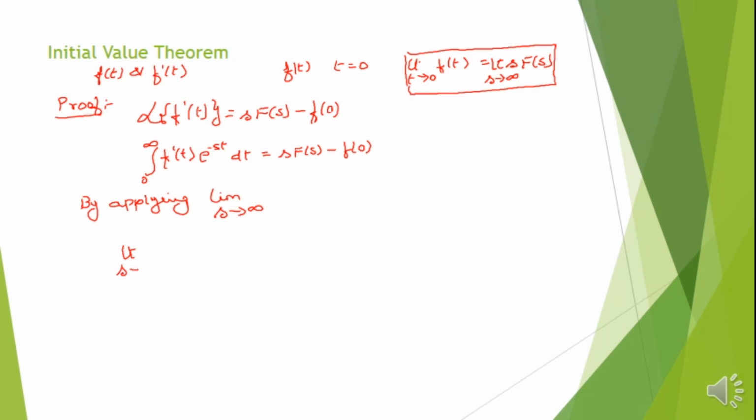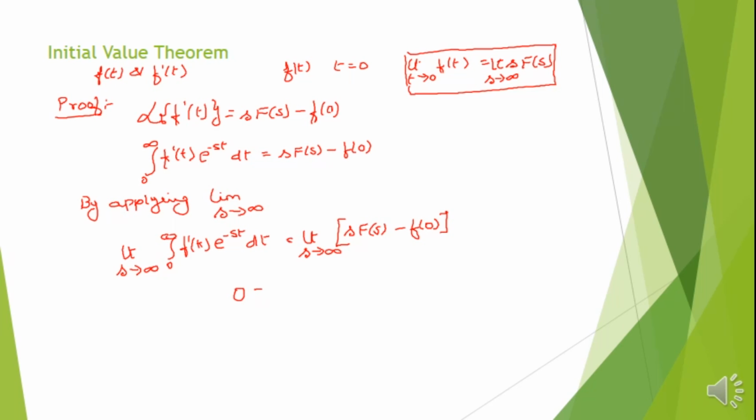Limit as s tends to infinity, integration 0 to infinity, f dash of t e to the power minus st dt, equal to limit as s tends to infinity, s F of s minus f of 0. Now, when I substitute limit as s tends to infinity, this e to the power minus infinity becomes 0. So, left hand side is 0.